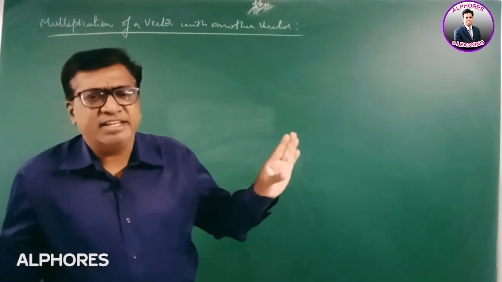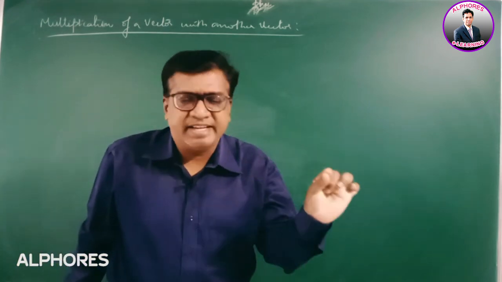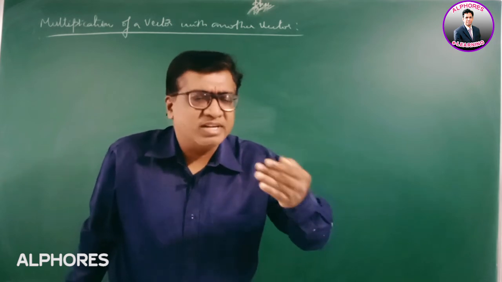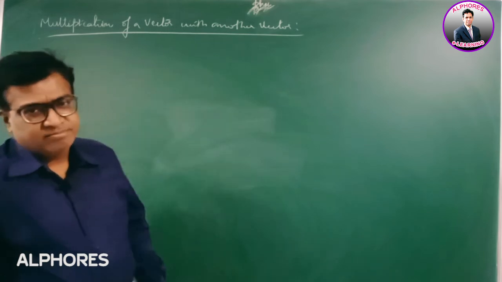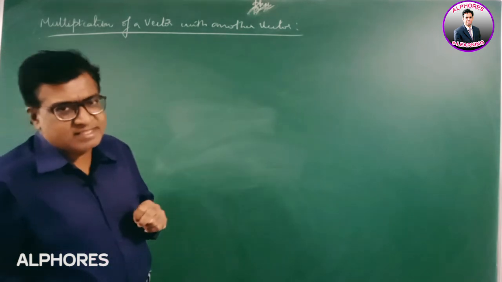Vector can never be in the denominator. Vector is always associated with direction. So a direction-associated quantity cannot be in the denominator, and you cannot define it. It is undefined. So only the product is explained.